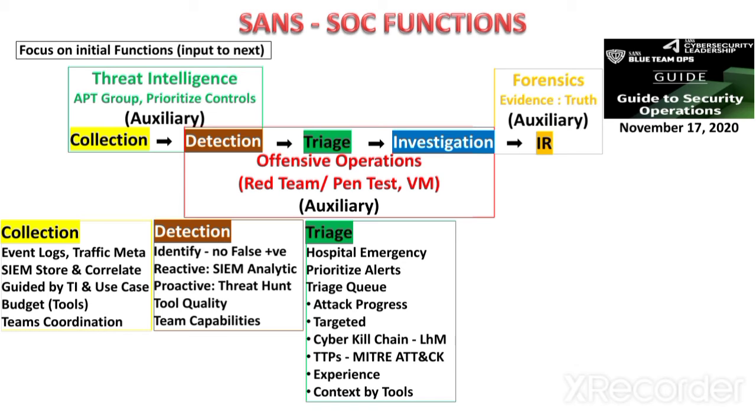or next security function. So triage, this prioritization of alerts depends upon the attack progress, or whether that alert indicates a targeted or APT attack, or maybe the knowledge of the security team with regards to the cyber kill chain of Lockheed Martin, or also the knowledge about tactics, techniques and procedures that is there in the MITRE ATT&CK framework, that is adversarial tactics, techniques and common knowledge, or maybe the experience of the analyst, or the help he is getting from different security tools which are providing him the context of the entire alert. So in triage, you prioritize the alerts.